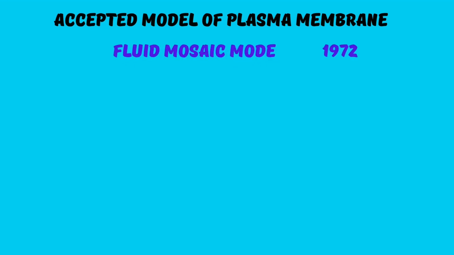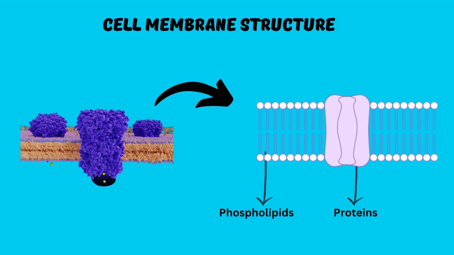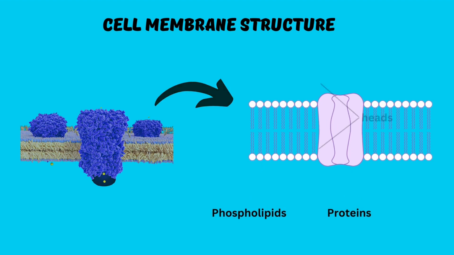The currently accepted model for the structure of the plasma membrane is called the Fluid Mosaic Model, which was proposed in 1972. According to the Fluid Mosaic Model, the cell membrane is primarily composed of a double layer of phospholipids and proteins. Here you can see a simple cartoon of cell membrane with phospholipids and proteins.